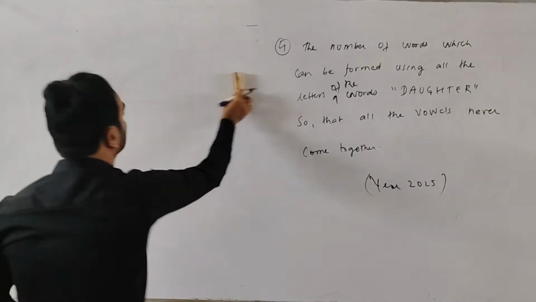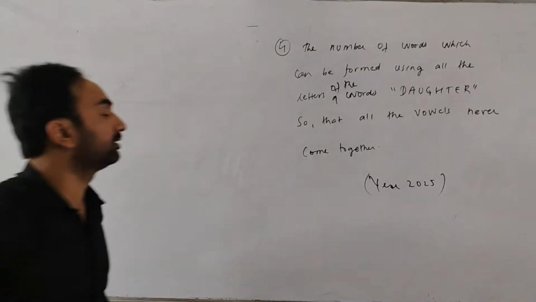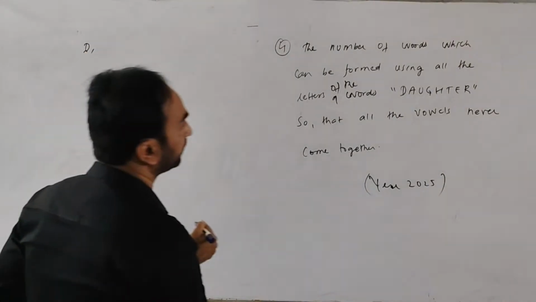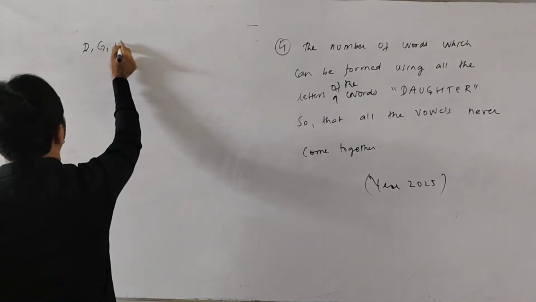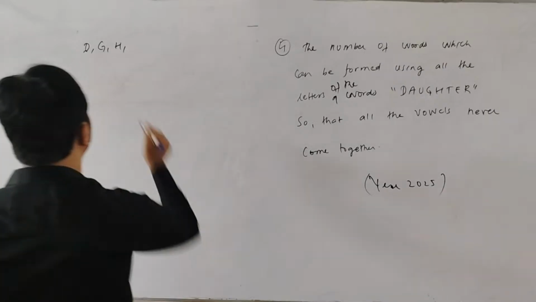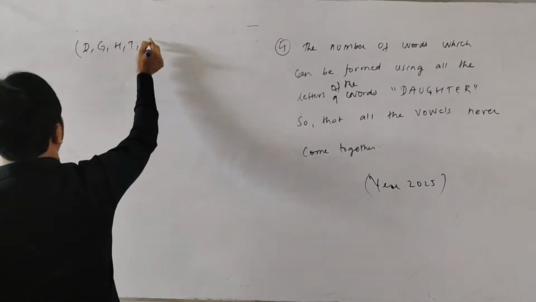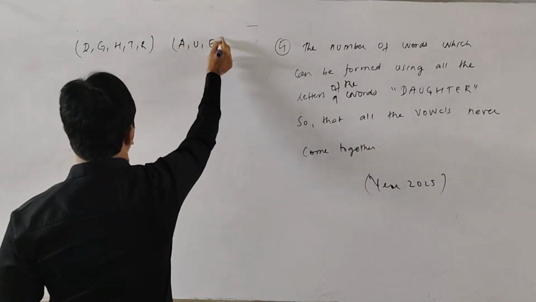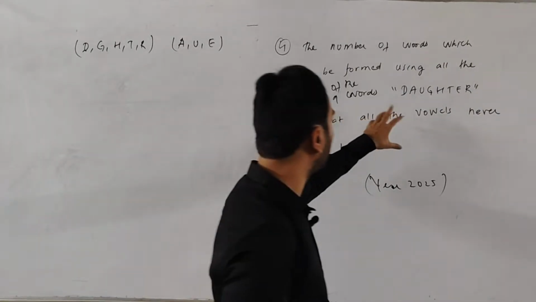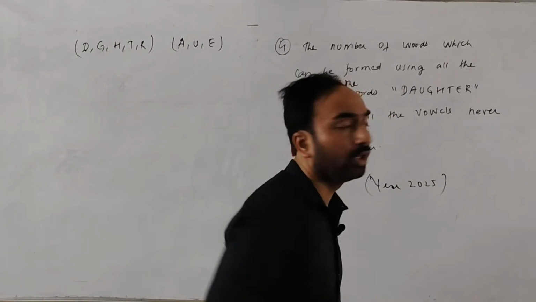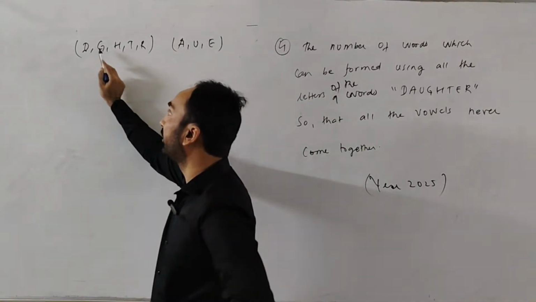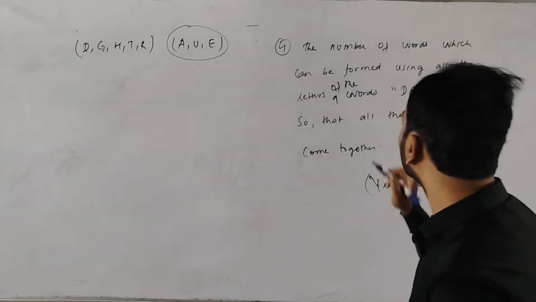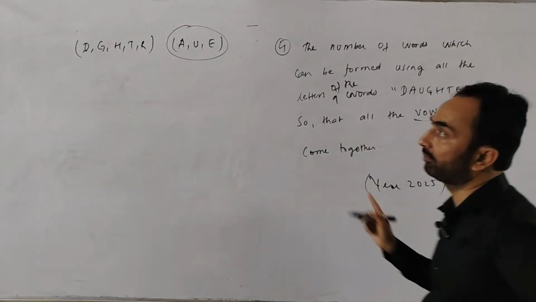Separate out the consonants and the vowels, right? So the consonants will be what? D, G, H, then T and R. These are consonants, and next is A, U, E. These are vowels, right? Now I don't want them to be together, no? So what we can do, no? First assume it as 1, 2, 3, 4, 5 and assume the vowels as 1 unit. Why? Because we are finding those cases where the vowels will never come together. So it can be found in the other way.